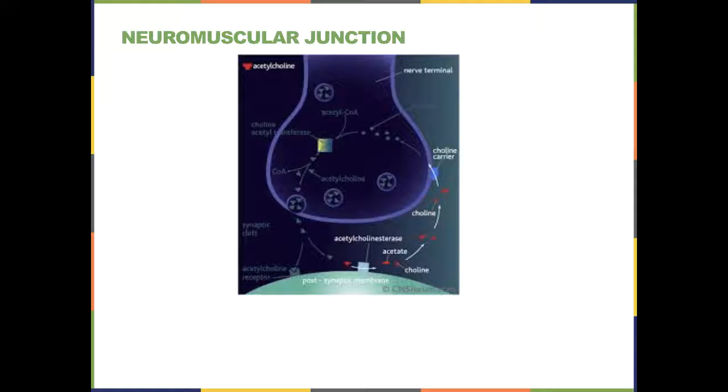Now that's all fine and good, but how does the process stop? In other words, once the neurotransmitter binds to the muscle, how do you get the neurotransmitter off the muscle? Well, this diagram shows you how you do that.